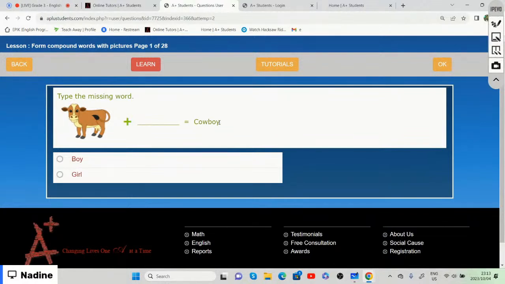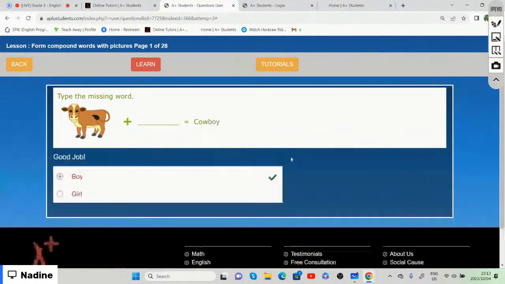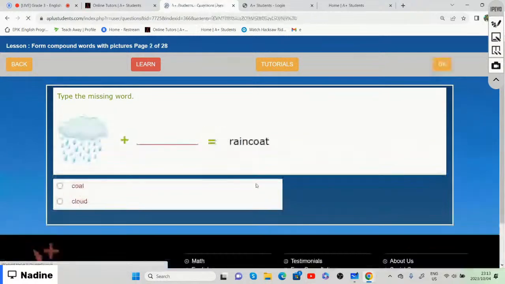All right, so if we are going to choose the missing word, we're going to say cow plus boy. Yes, boy equals cowboy, because that is almost like saying cow, and that is saying boy, right? So cow plus boy equals cowboy. So well done. Boy is correct.